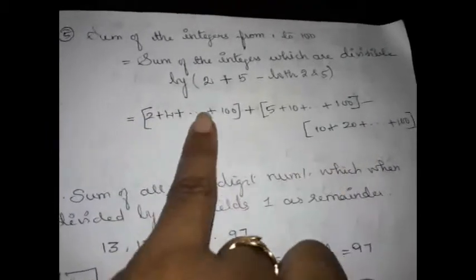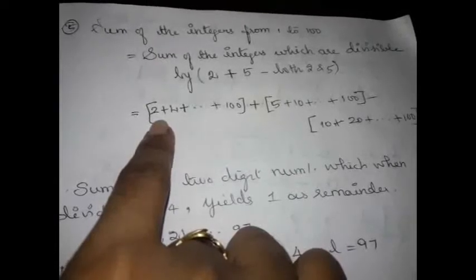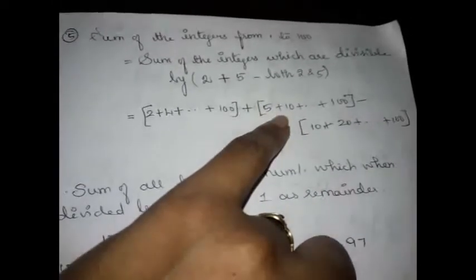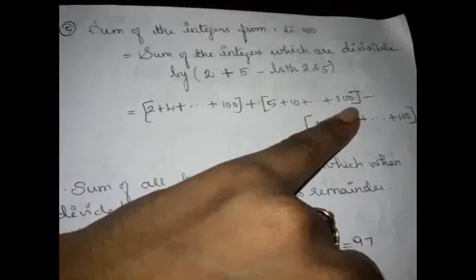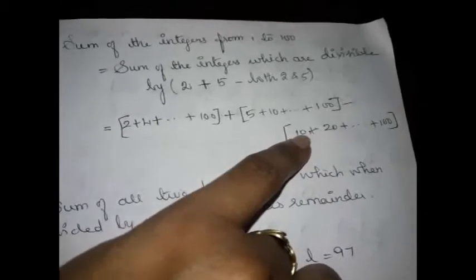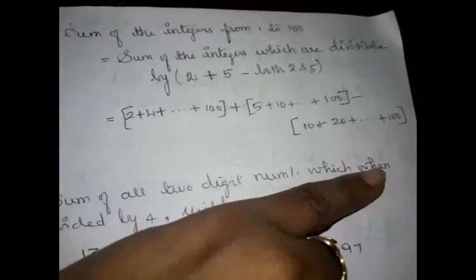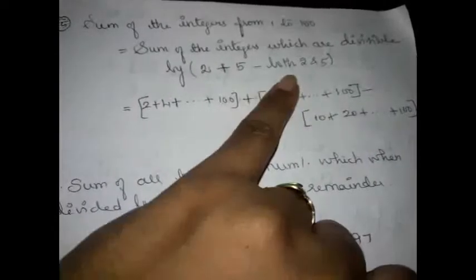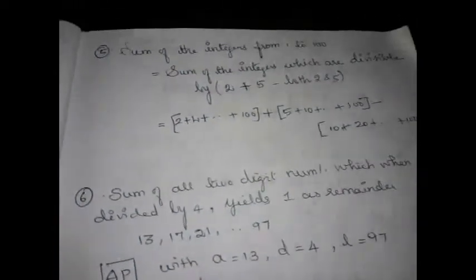Okay, and this is clearly an AP, right? With the first term 2, common difference 2 again, and last term 100. This is also an AP with first term 5, common difference 5, and last term 100. With that you can find what is your n. The same way, this is also an AP with common difference 10, first term 10, and last term 100. So you can find what is your n here. So apply the Sn formula, find these values, add these two and subtract the third one, right?